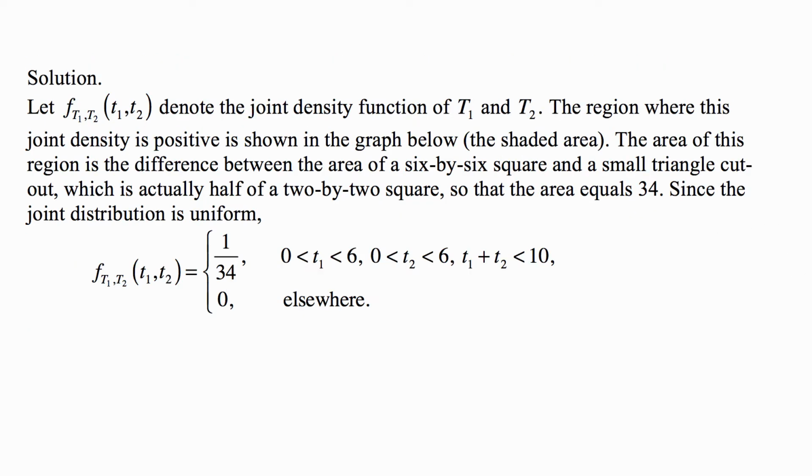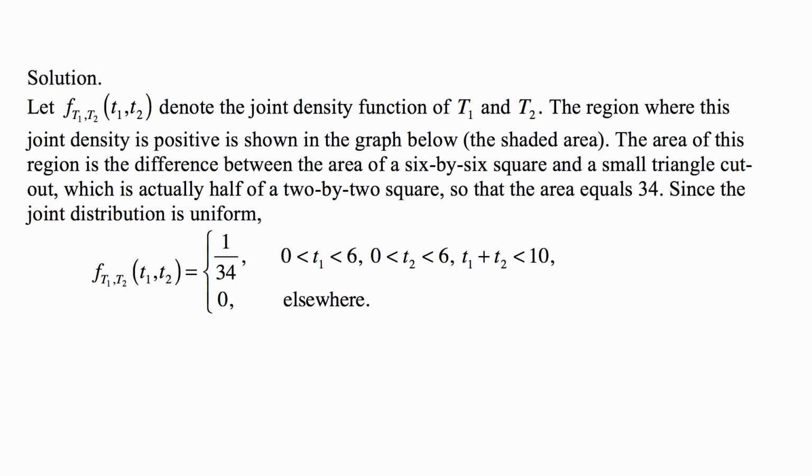So we write f sub T1, T2 of T1, T2 for the joint density function of T1 and T2. The region where this joint density is positive is shown in the graph that I'll show you in just a moment. The area of this region is the difference between the area of a 6 by 6 square and a small triangle cutout, which is actually half of a 2 by 2 square, so that the area equals 34. And since the joint distribution is uniform, the density is equal to 1 over 34. And the region where that happens is where T1 is between 0 and 6, T2 is between 0 and 6, and T1 plus T2 is less than 10.